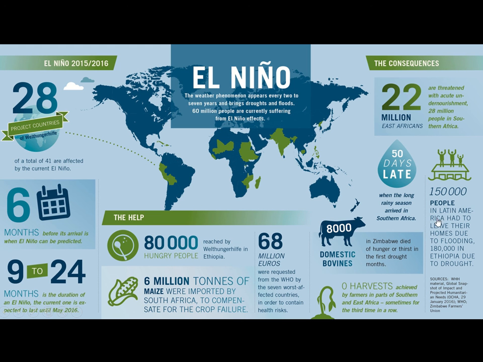But flooding is the opposite. In Latin America, okay, during the last El Nino, so Latin America is like here, over this area, 150,000 people had to leave their homes because of flooding. But again, Africa wasn't, unfortunately, immune to the people leaving their homes. 180,000 in Ethiopia had to leave their homes because of drought. So you've got flooding and drought, all because of this thing called El Nino.